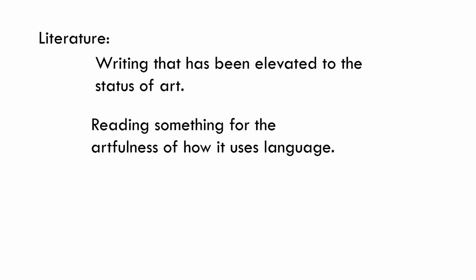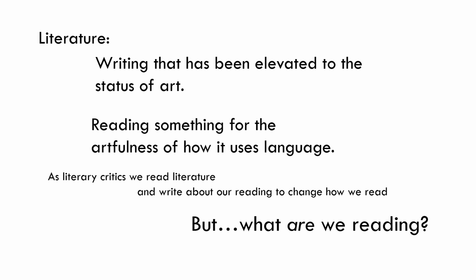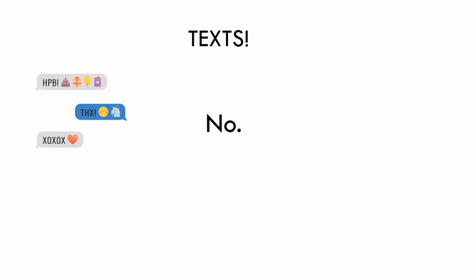Now, in this class, y'all are going to be literary critics. And as literary critics, we read literature and we write about our reading to change how we read. So we read a poem, we read a story, we read a play, we write about our experience reading that, how we made meaning with that text, and then we use that argument, that persuasion that we put forward in making a claim as to what interpretation we believe to be true, and we use that to change, or hopefully change, how other people read that same text, or maybe a different text. However, what are we reading? And I've already slipped up and used the word a couple times. We're reading texts. Not that kind of text, though.